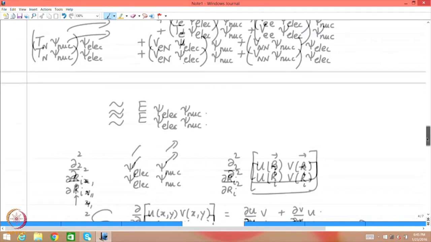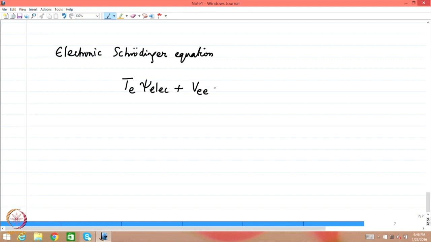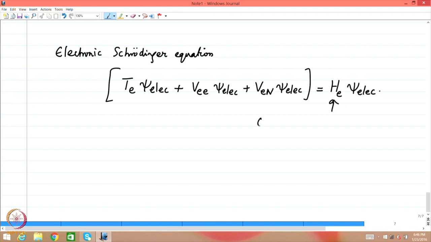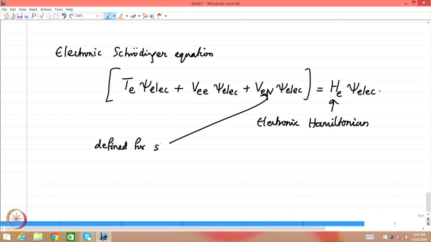This is solved as the electronic Schrodinger equation. Te psi electronic plus Vee psi electronic plus Ven psi electronic. Let us call this the Hamiltonian for the electronic motion acting on psi electronic. This is called the electronic Hamiltonian, defined for very specific positions of the nuclear coordinates, a specific choice of nuclear coordinates. Okay. Keep this in mind.